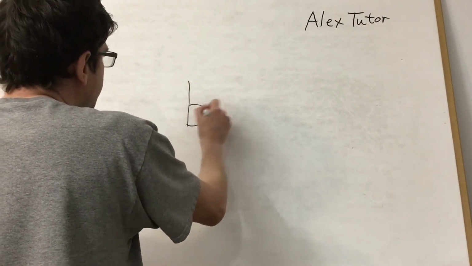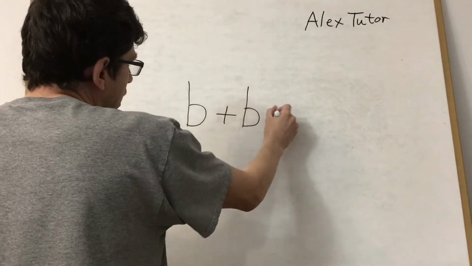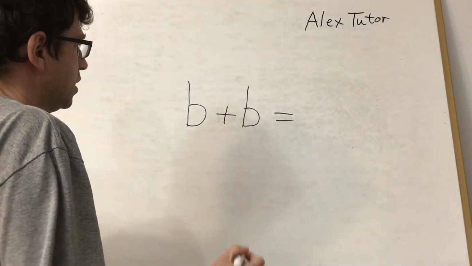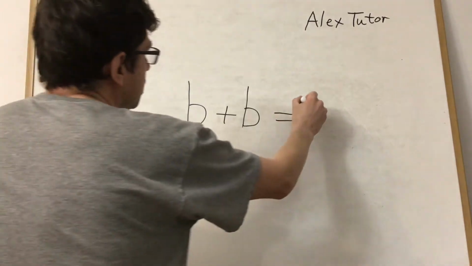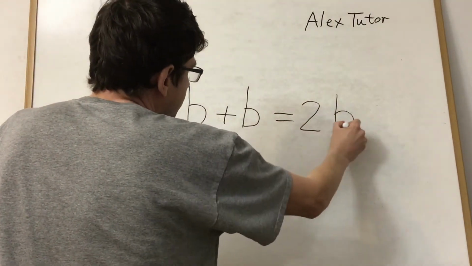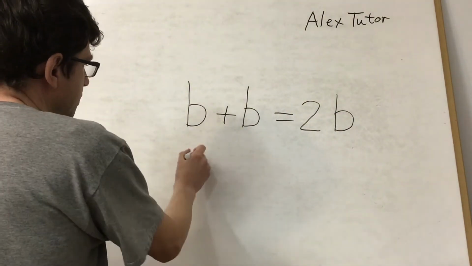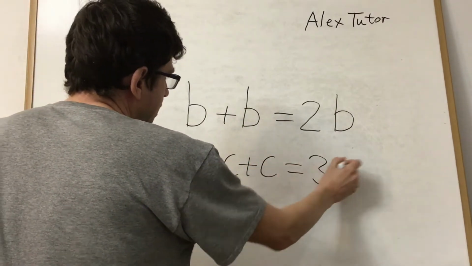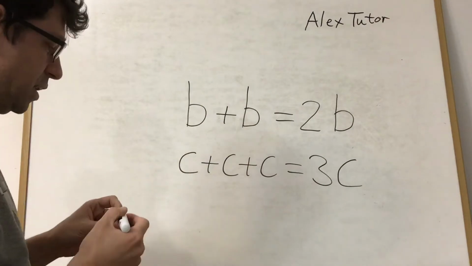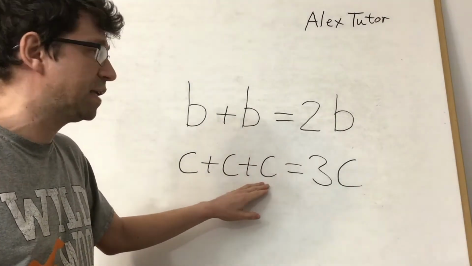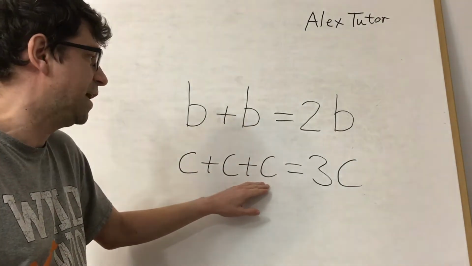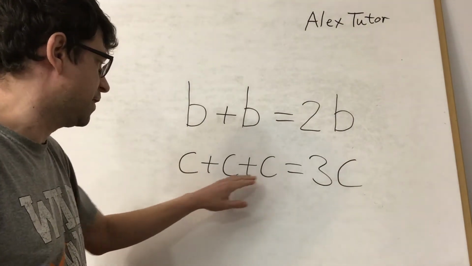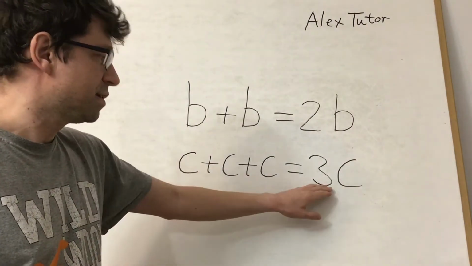For example, b plus b are also like terms. How much is b plus b? It's 2 b's. Or c plus c plus c. It is 3 c's. C is a variable. It can be anything. It can be a cat. A cat plus a cat plus a cat means 3 cats.